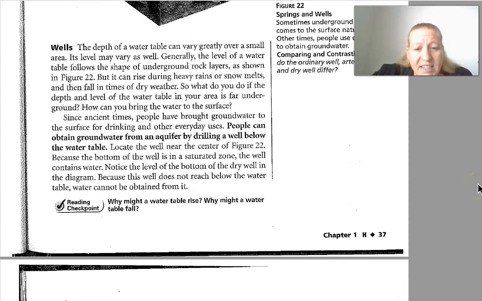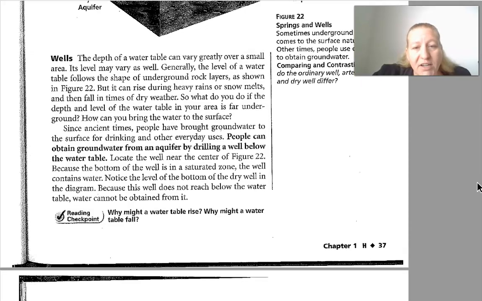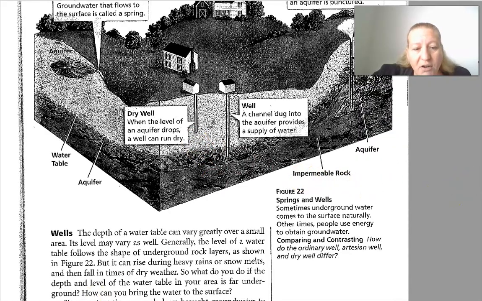Because the bottom of the well is in the saturated zone, the well contains water. Notice the level at the bottom of the dry well in the diagram. Because this well does not reach the water table, water cannot come from it. So we already talked about these two wells right here, and this is the well that can get the water. Correct? Okay.